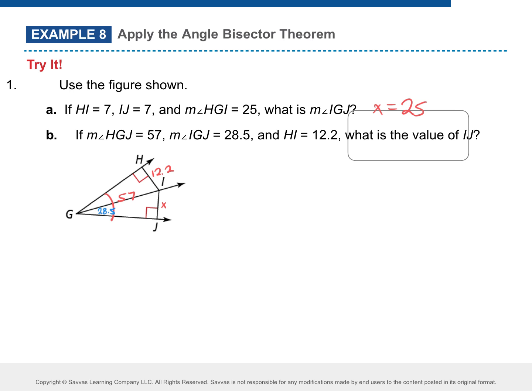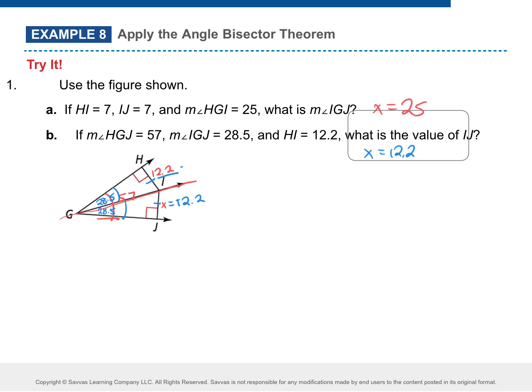What are we thinking? So first ask yourself, is this line an angle bisector? Why do you say yes? Because 28.5 is half of 57. So we know that this angle is also 28.5. Since those two angles are equal to each other, what do we know about these two sides? They're congruent to each other. So if this side's 12.2, what's this side? Also 12.2.